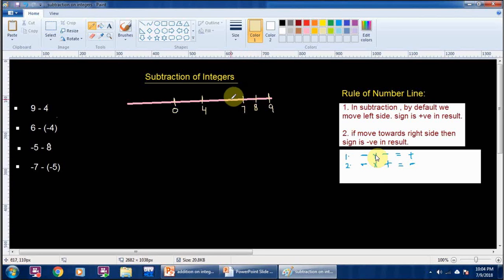So how many steps will I take to go up to 4? These are my results. In this case, there are 5 steps. I will walk from 9 to 4. So 5 is my result. In the rule of the number line, when we subtract, by default I move toward the negatives on the left side. So the answer would be positive, that is plus 5.